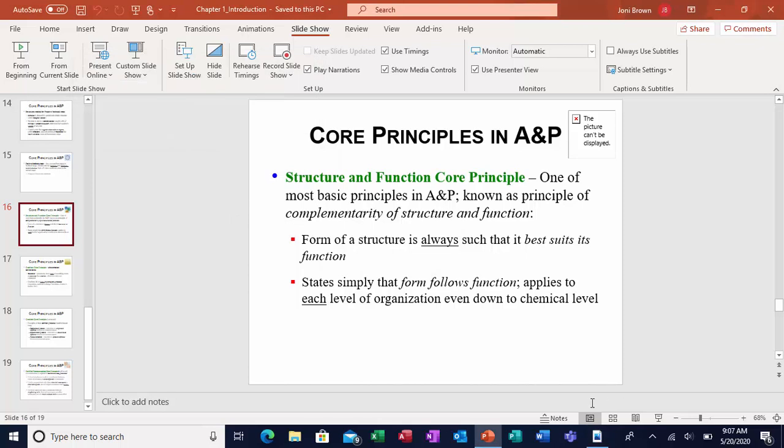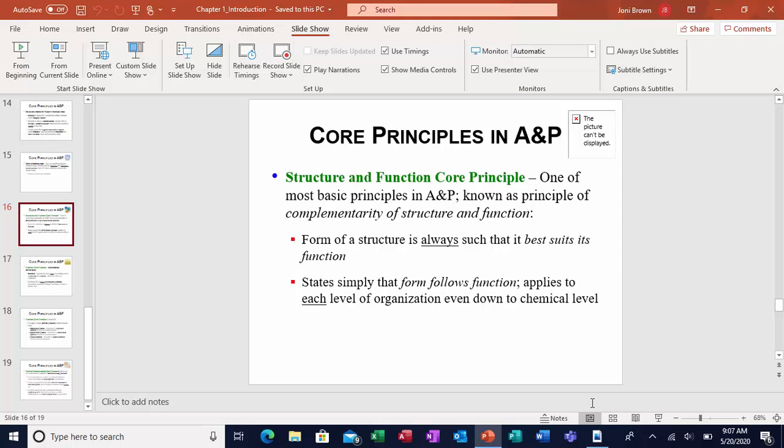We just finished talking about the core principle of feedback loops and how they help us maintain homeostasis. There's also a core principle of structure and function, because the way any part of the body is organized or made is determined by its function. You'll hear me use the phrase form follows function a lot through Anatomy 201 and 202. That applies to every level of organization, starting down at the chemical level. The way our cells are organized is because of whatever their function is.